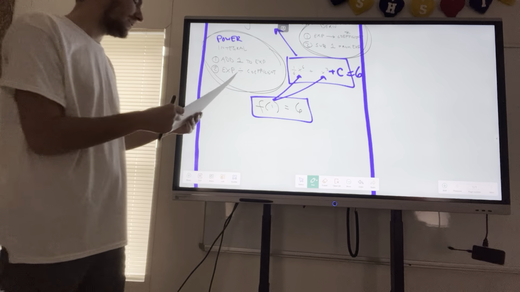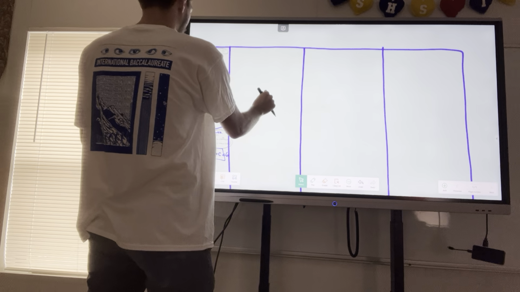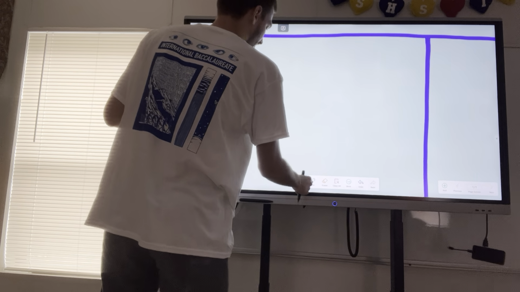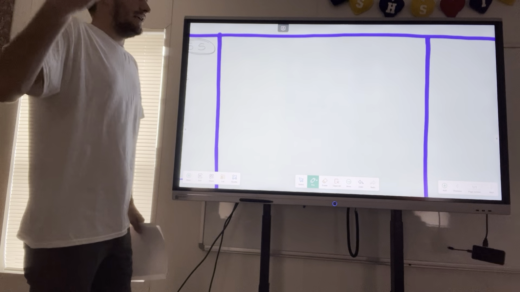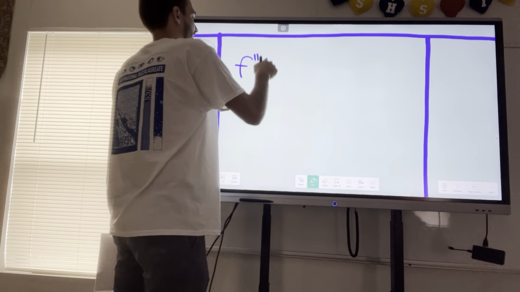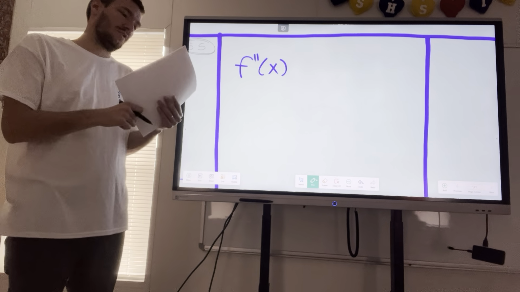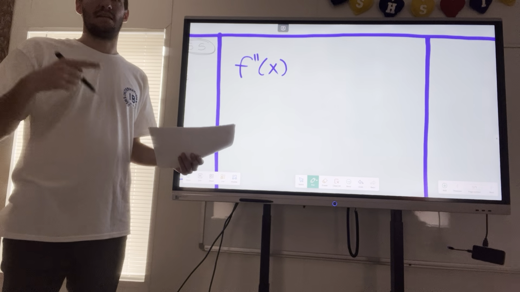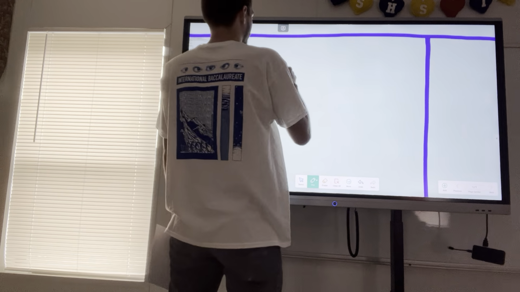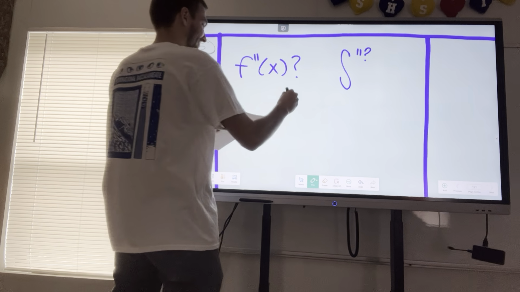Okay, the last thing, I say the last thing. We're very near to the last thing. Is what about second derivatives? So what about second integrals, right? What if we wanted to take an integral and then do an integral again? So let's start off. Second integral. So here we go.